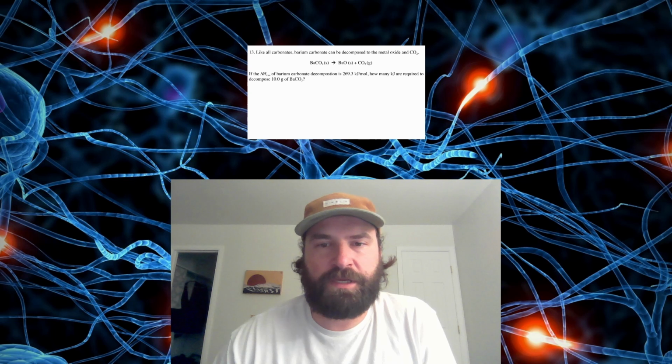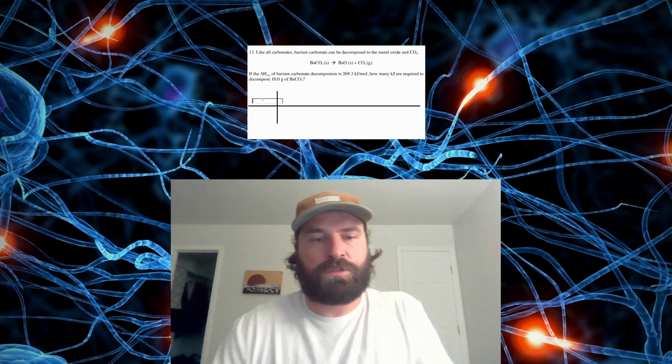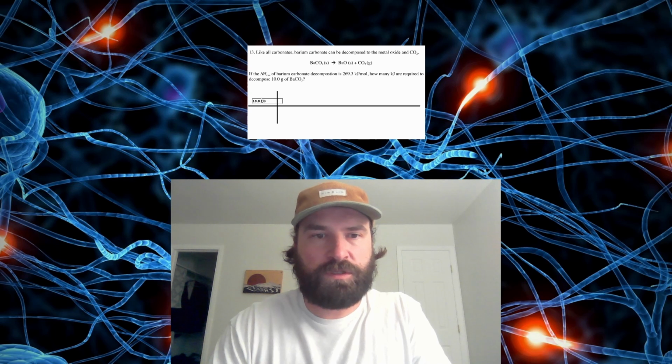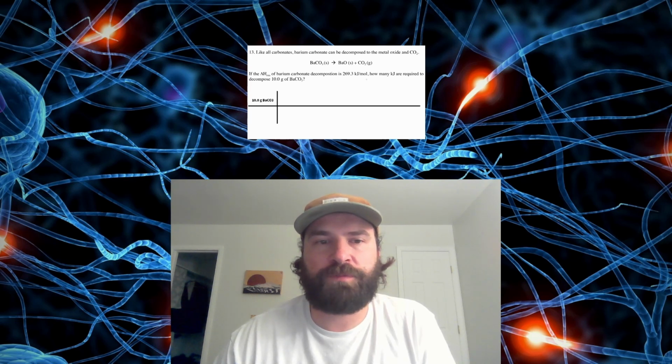All right, so to me, this just looks like a dimensional analysis problem. We're given 10 grams of barium carbonate and we want to get to kilojoules. They're asking us how many kilojoules are required. So let's start our dimensional analysis off with 10 grams of barium carbonate and think about how we might be able to get into kilojoules. So we're starting with 10.0 grams BaCO3. And the only other piece of information we have here is 269.3 kilojoules per mole.